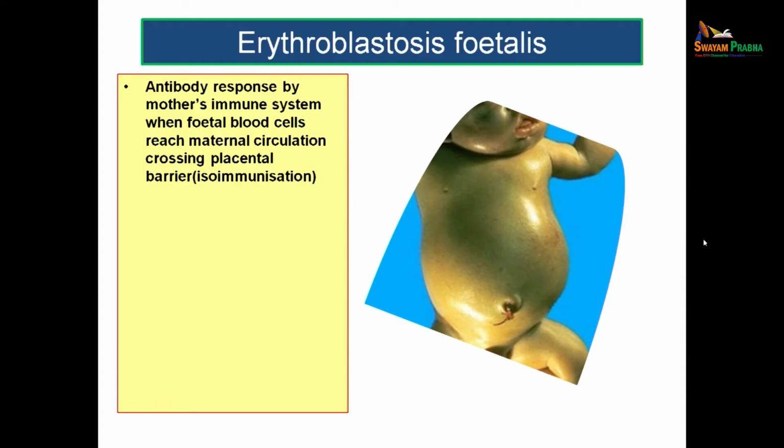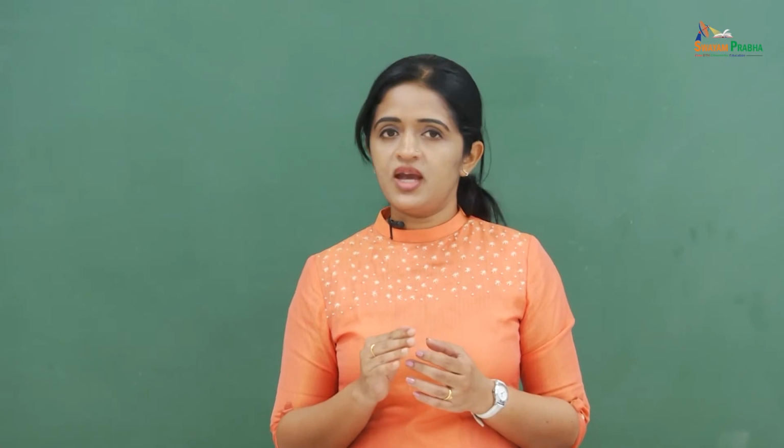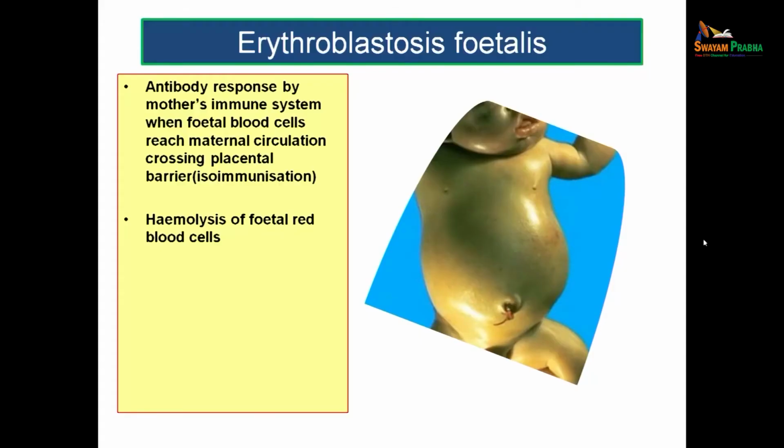Usually the fetal blood vessels won't reach the maternal blood, but at times it might get mixed up with the maternal blood, crossing the placental barrier. It can be due to some defects in the placental barrier. As a result, the mother's blood will start producing antibodies, and that will result in destruction of the fetal red blood cells.